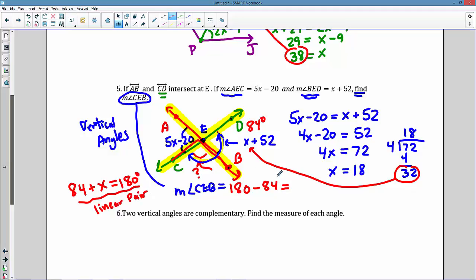Okay, 180 minus 84 is 96 degrees. That's our final answer, okay?